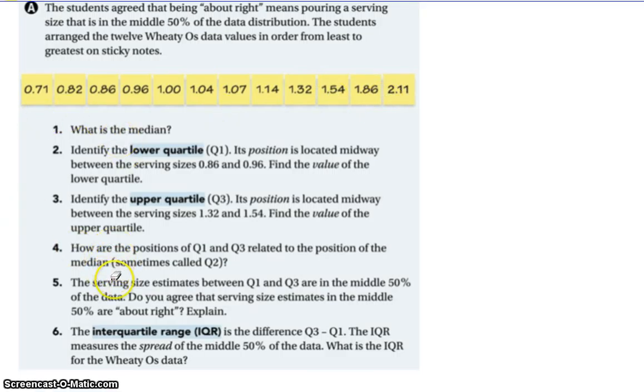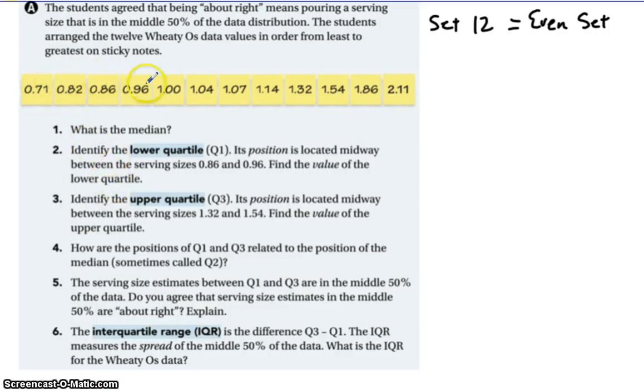And the students arranged the 12 data values in order from least to greatest on sticky notes. So what we have here is an order. We have a set of 12. So this is an even set. Okay, and what that means is that our median is going to come between two of the numbers, between the 6th and the 7th values. So let's go ahead and count over and find our median.